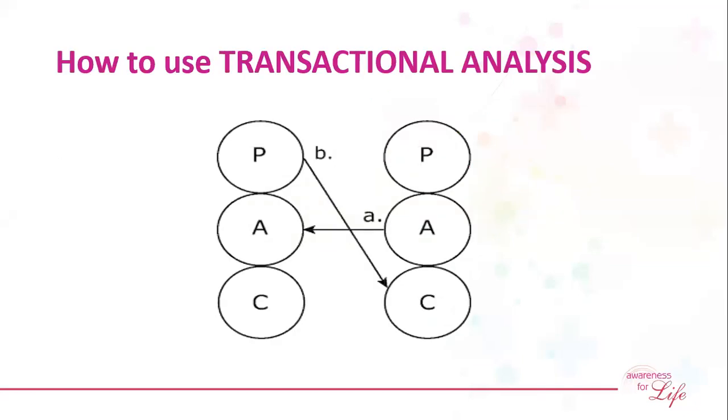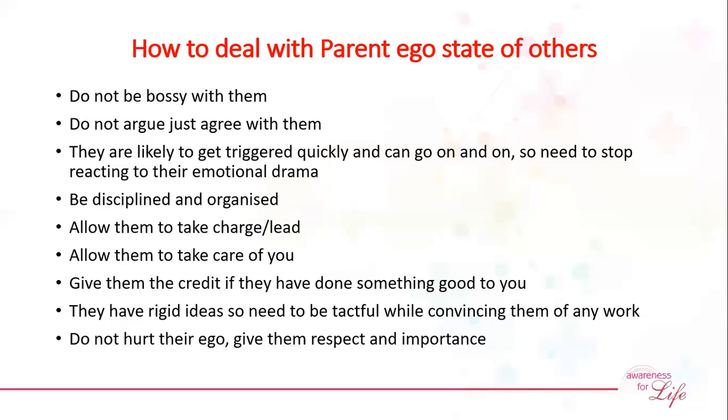Now let us see how we can use this transactional analysis. Suppose you realize that a person with whom you're interacting is in the parent ego state, and suppose they are in the commanding parent state. How do we behave with them so that we can avoid conflicts? First thing is not to be bossy with them, because obviously when we boss around commanding parents, it's surely going to lead to fireworks, right? Do not argue, just agree, because there is no other alternative at that point of time. They are likely to get triggered very quickly and they can go on and on. So do not react to their emotional drama. Don't add on.